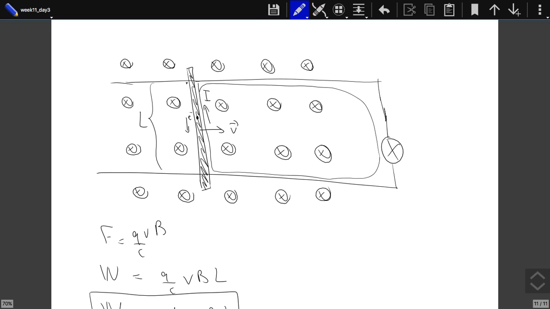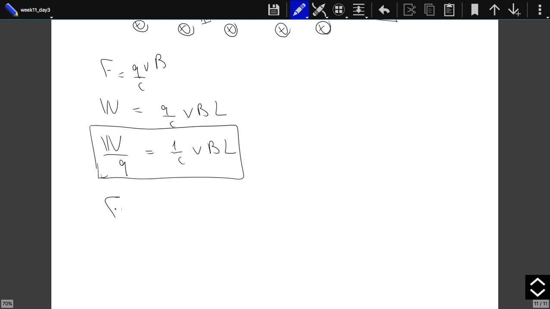But you see, in the second reference frame, V is 0. So basically that tells me that there should be an E in that reference frame, the electric field.